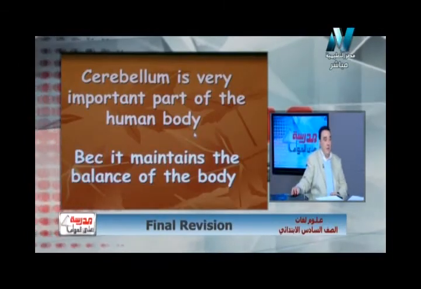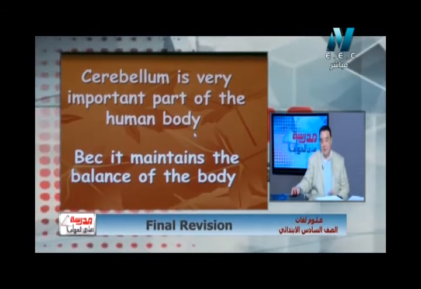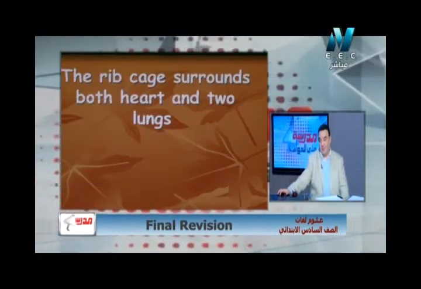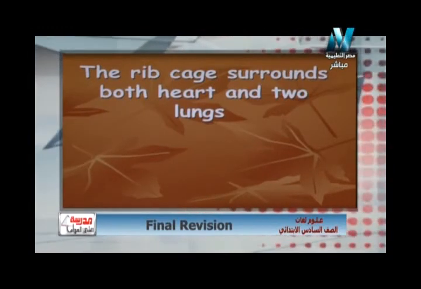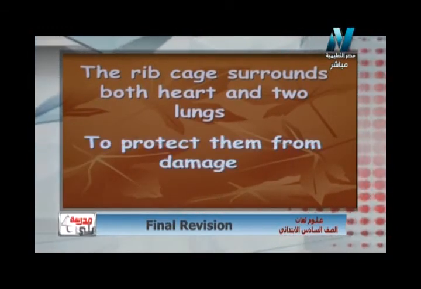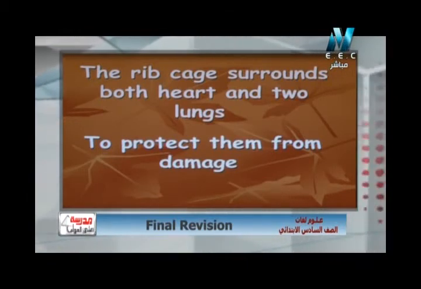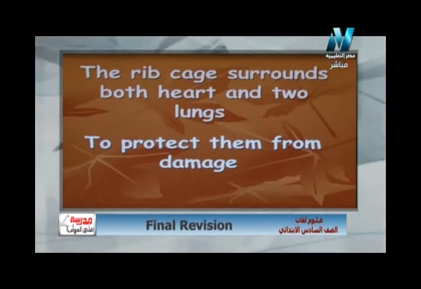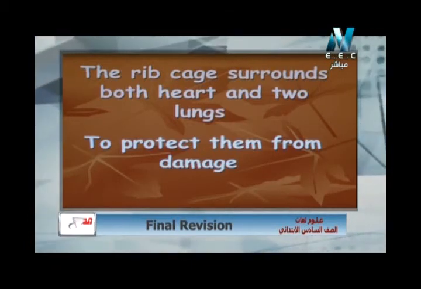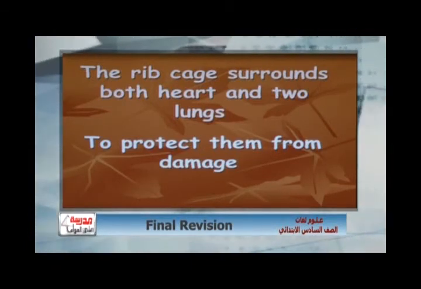So now let's practice more and more. Cerebellum is very important for the human body, so the answer will be: because it maintains the balance of the body. Another question: the rib cage surrounds the heart and the two lungs. Why does the rib cage surround the heart and the two lungs? The answer will be: to protect them from damage, from shocks and destruction, God forbid. So why did God create the rib cage around the heart and lungs? To protect them from damage.